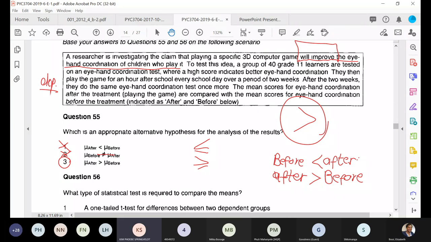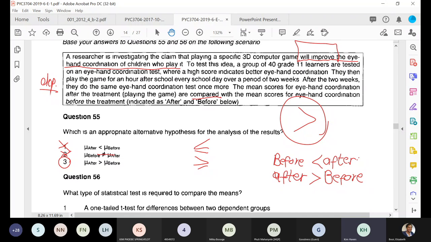Beyond me. I'm sorry, I don't understand. Okay. Because for me, I wouldn't even say that the researcher wants to prove this will improve the eye coordination as greater than or less than. It's still whether there are any differences between the two, because we're going to compare before and after. Are they different?